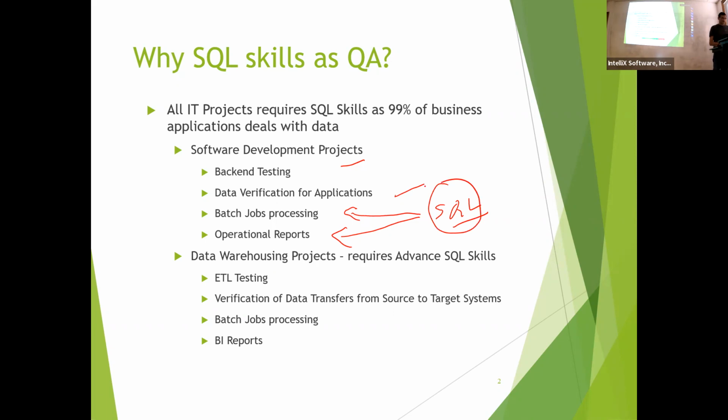Now, software development projects typically range from $200,000 to $5 million in the IT world or in real life. There are other kinds of projects which are called data warehousing projects, and their budget is probably $10 million to $50 million. It's all about SQL when you are working on data warehousing types of projects.